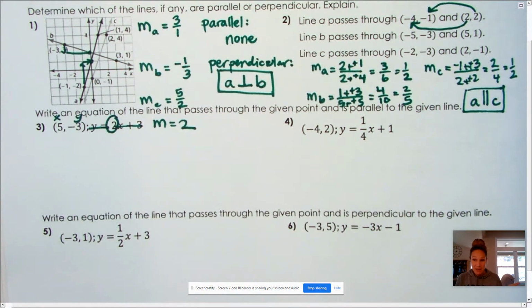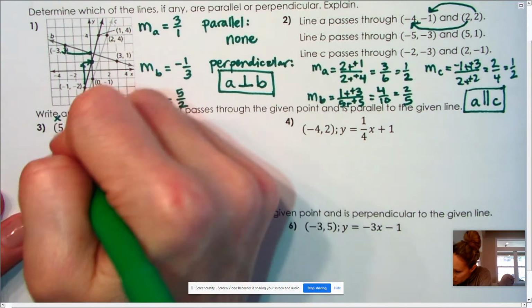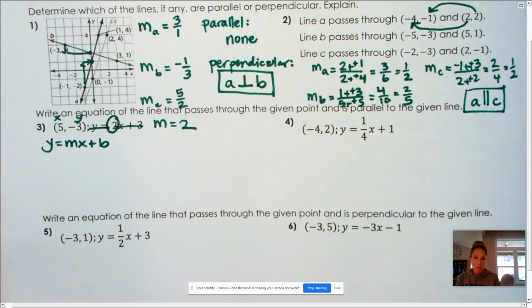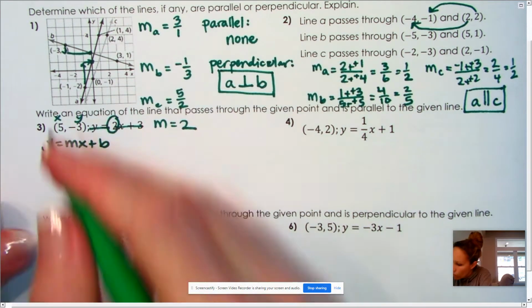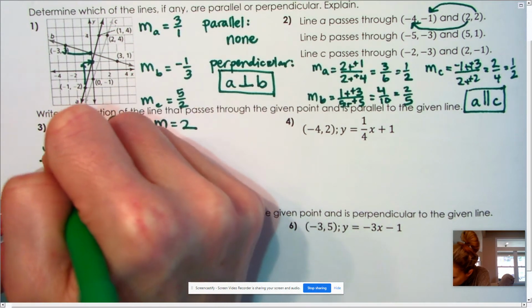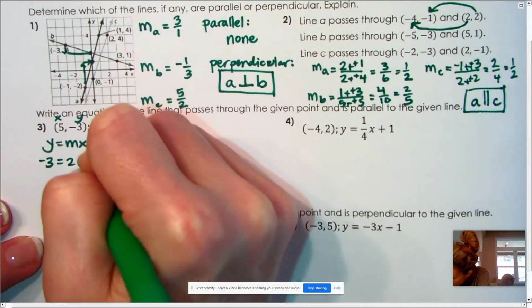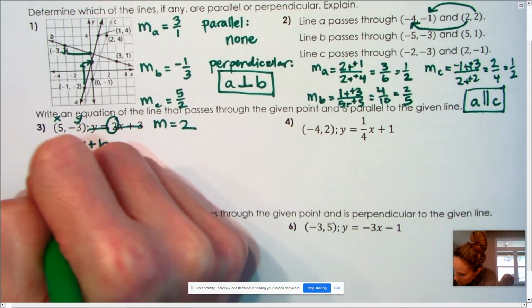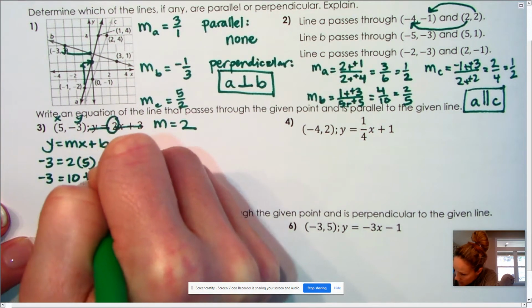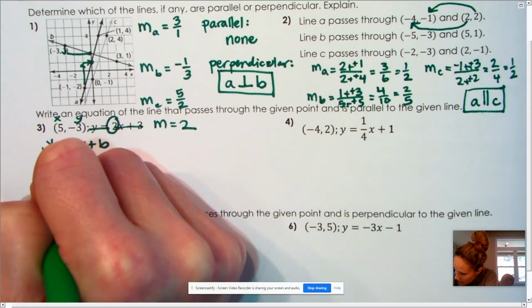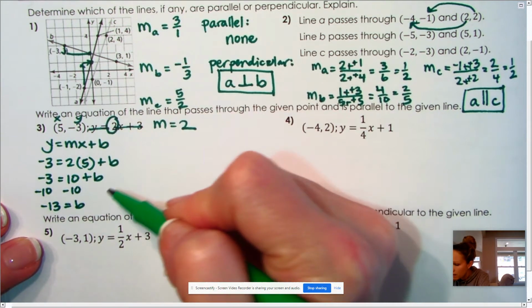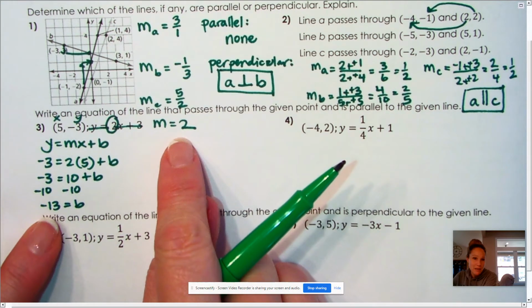I really need b, but I don't know that. So we're just going to have to plug in what we know to y equals mx plus b until we get the m and the b. We already have the m. So y is -3, m is 2, x is 5, and then plus b is what I'm trying to find. So -3 equals 10 plus b. I need to take away the 10, so -13 equals b. And then I'm going to plug in and find my answer.